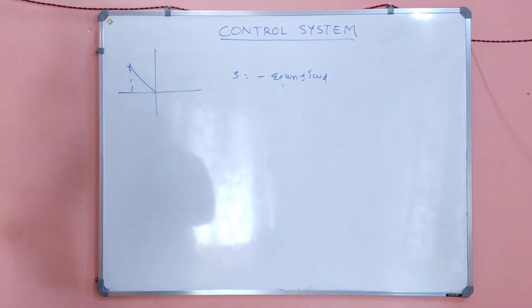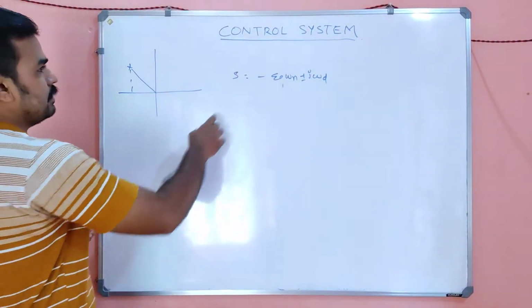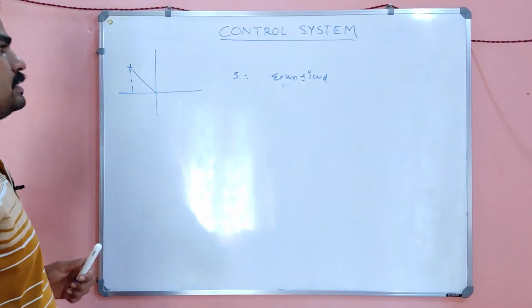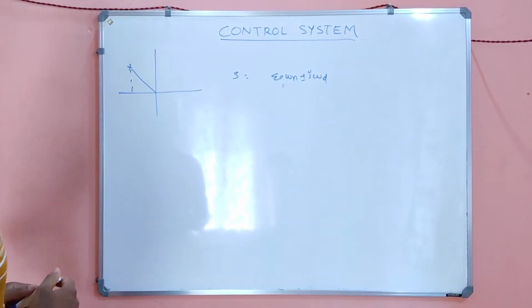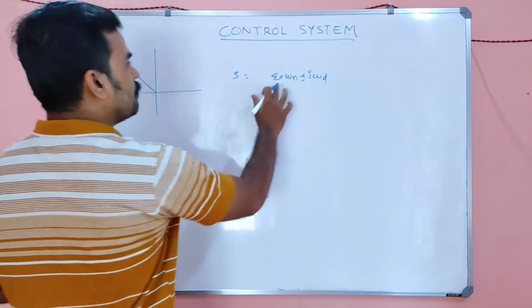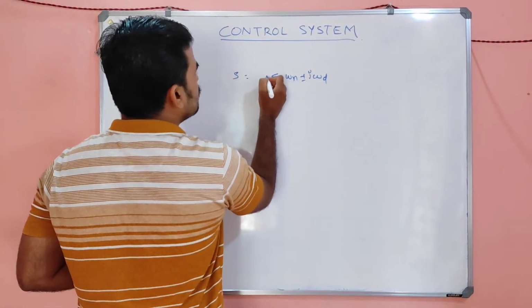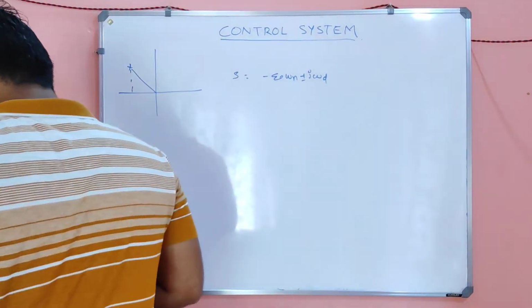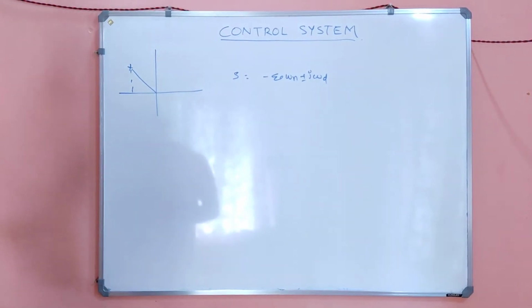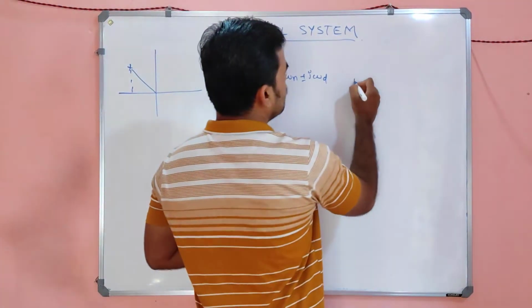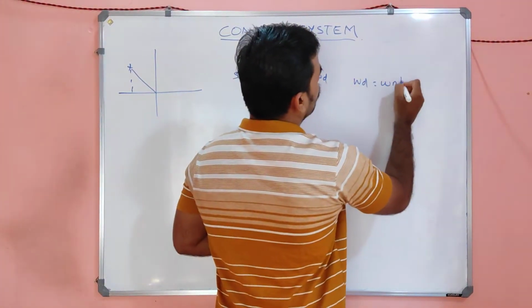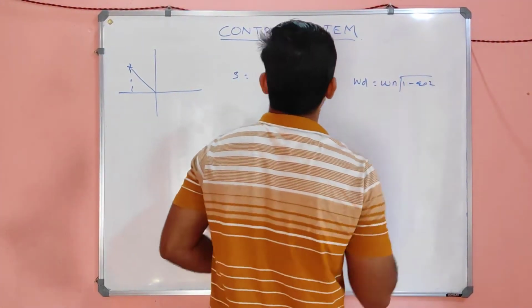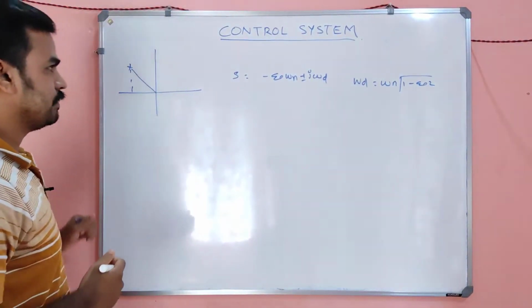So s is equal to minus zeta omega n plus or minus j omega d, where omega d is nothing but omega n root of 1 minus zeta square. Yesterday we obtained this equation, right?